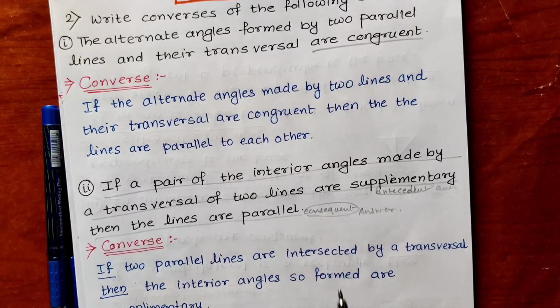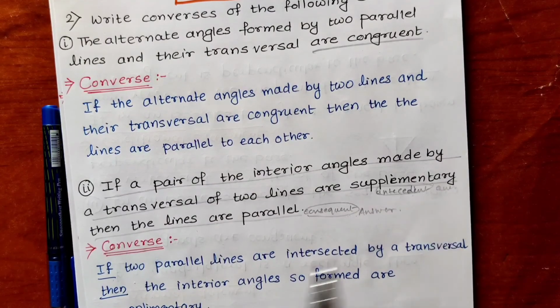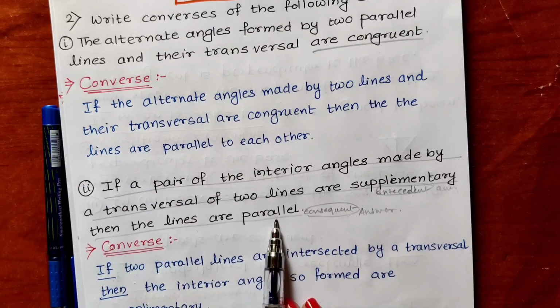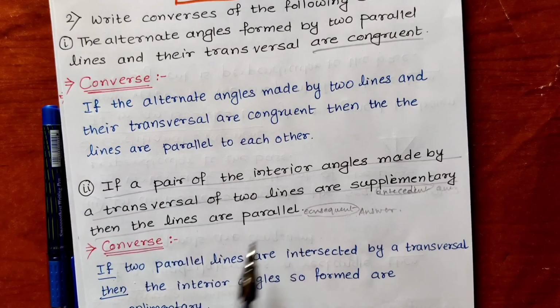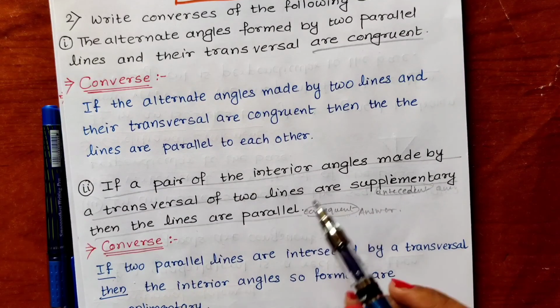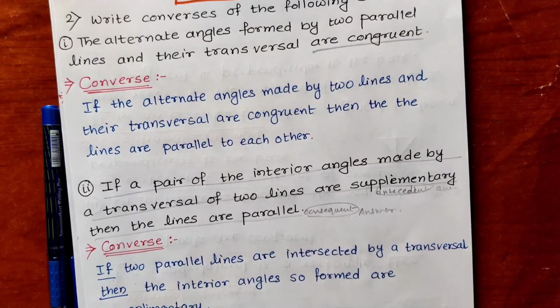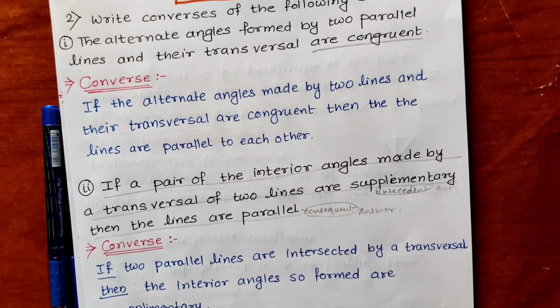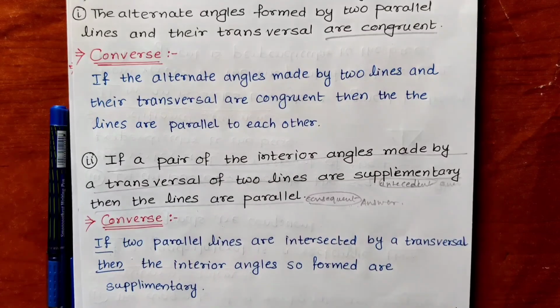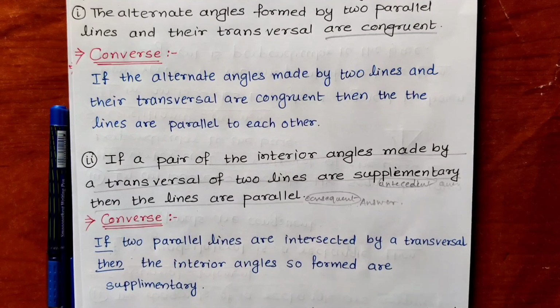So you all can see now the answer will become question and question will become answer. Okay, this was the question. The angles are supplementary and lines parallel was the answer. But now this answer, the two lines are parallel and then they are intersected by transversal will become our question, and the angles are supplementary will become the answer. In this way you have to interchange this. Now, okay, if two parallel lines are intersected by a transversal, then the interior angles so formed are supplementary.